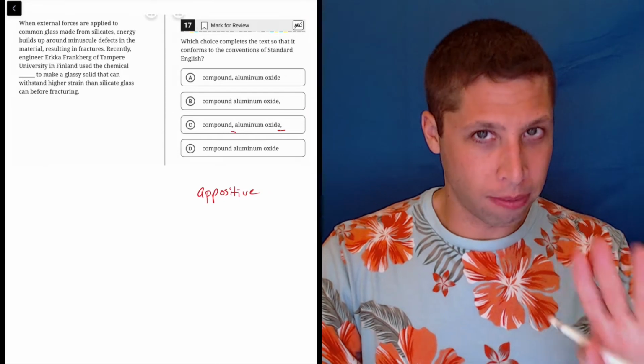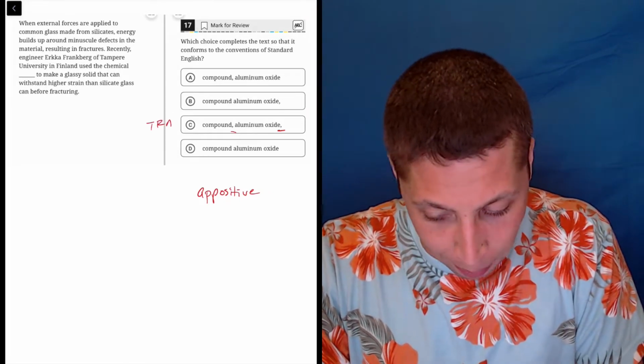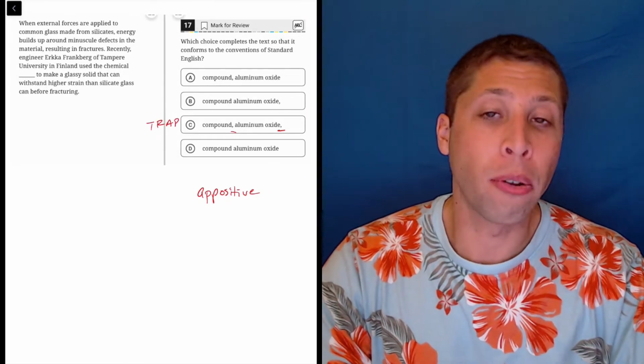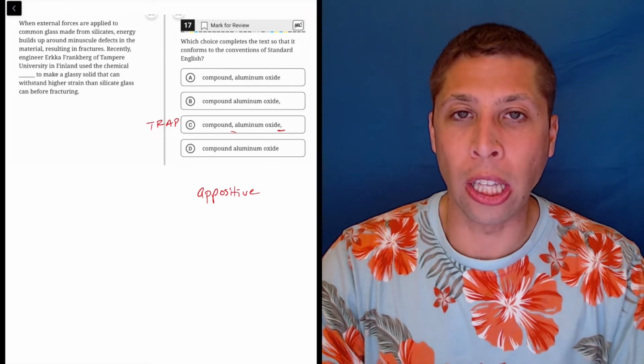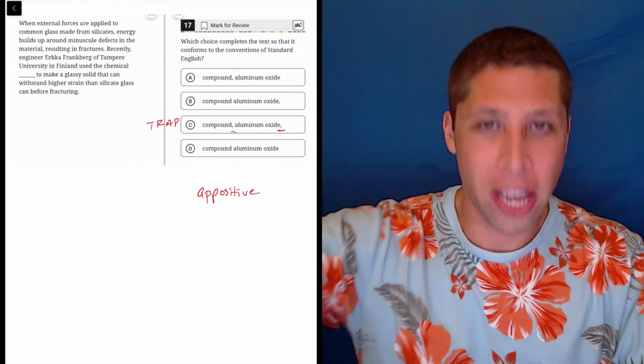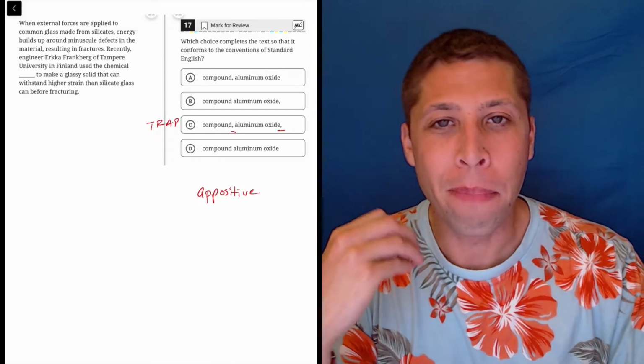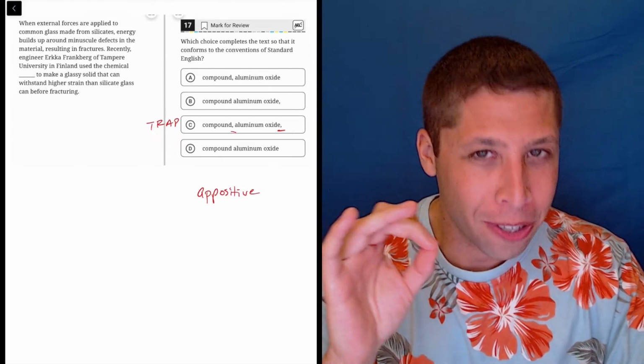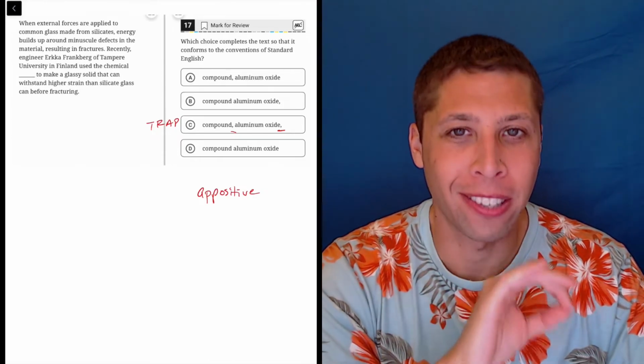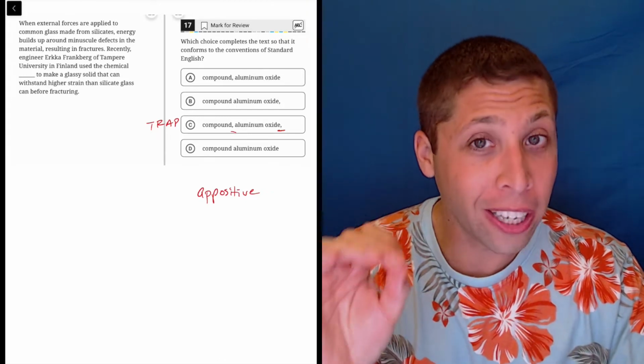So I'm just going to start off by saying choice C is a trap. It is not the right answer, but it is the one that most of you are likely to pick because it looks like a rule that you think is a rule, okay? But we don't always need those commas. It depends on how the sentence is constructed. So let's take a look at this one.